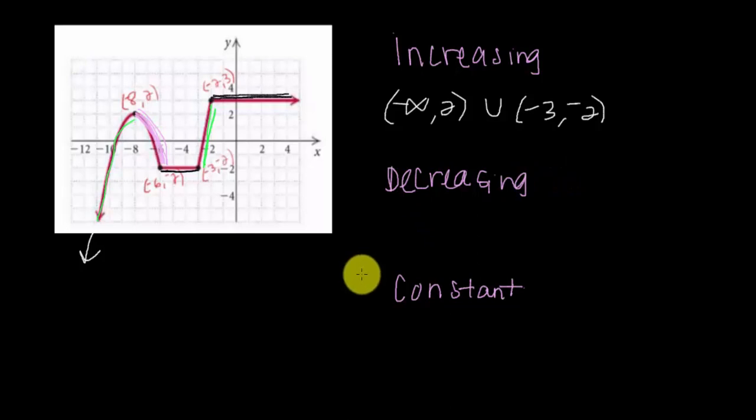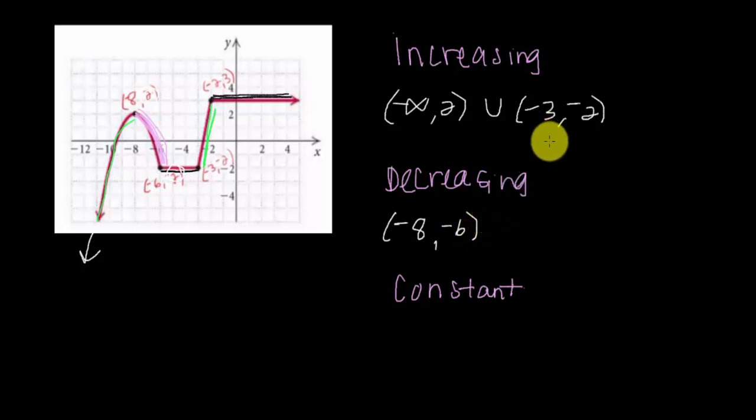Now, decreasing would be when we're going from left to right and our y values decrease, okay? So right here, at -8, we had a y value of 2. And then as we go left to the x value of -6, that y value decreased from 2 to -2. Okay, so I'm going to use my x values to notate that spot where my y values decrease. So from -8 to -6, we decreased. And that's the pink section.